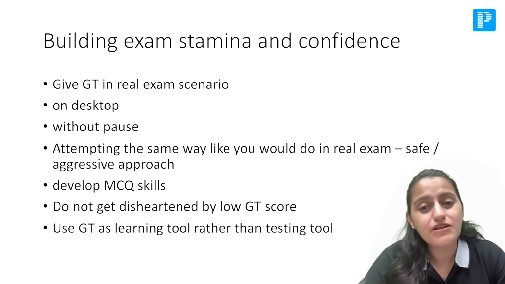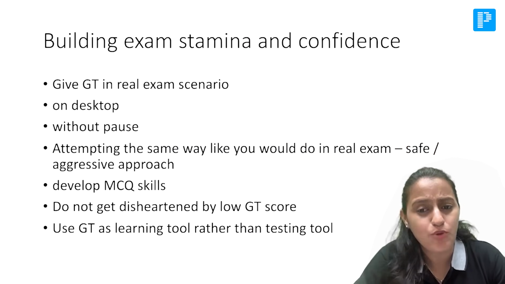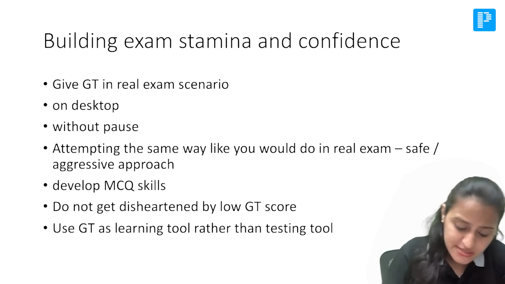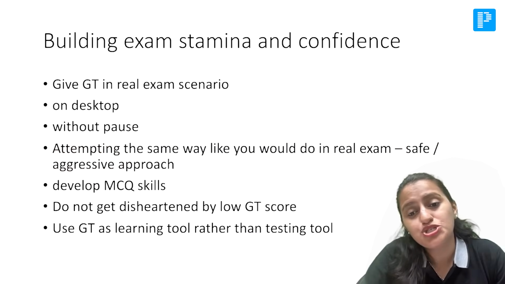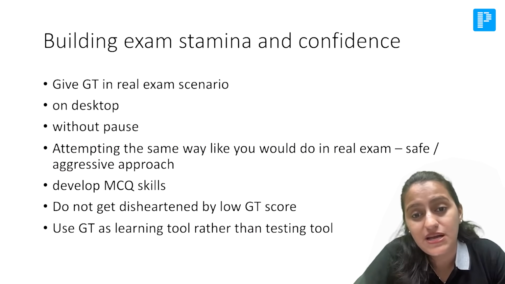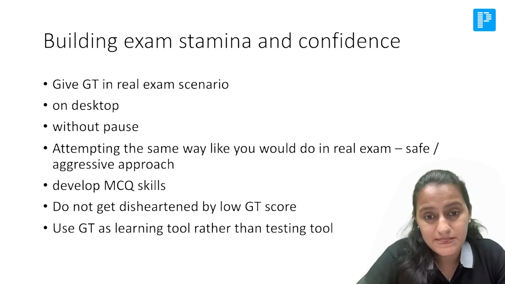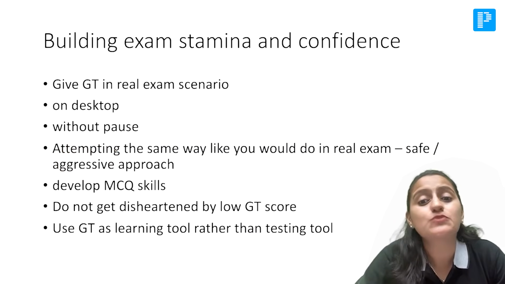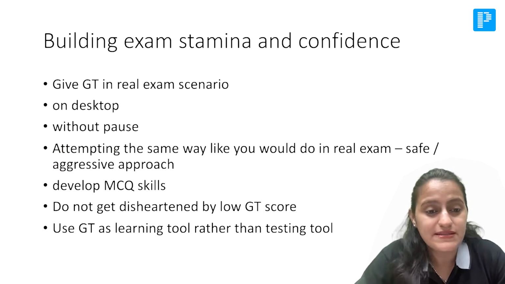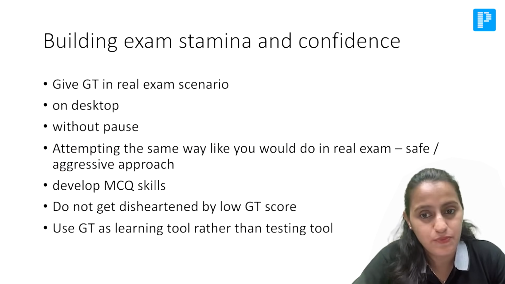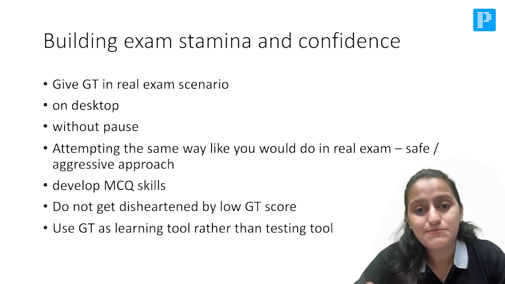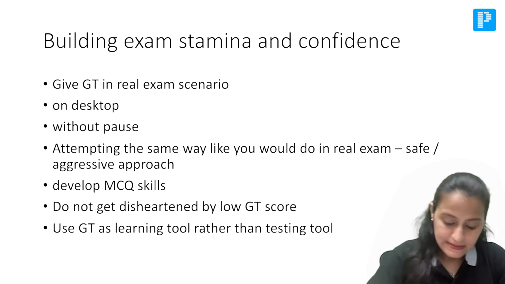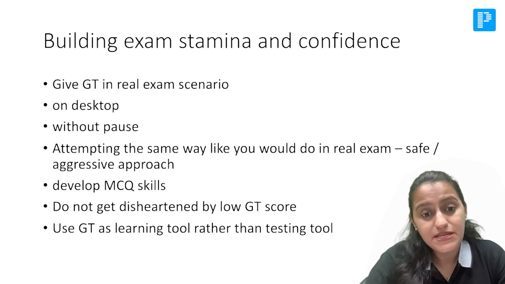Will you go for a safer approach, marking the answers only to the questions where you're confident, so maybe marking answers to 140, 150, 160 questions? Or will you go with an aggressive approach, marking answers even to the questions where you don't know the answers, 190 plus, 195 plus? So try giving one GT with a safer approach, one GT with an aggressive approach, and see what is working better for you, right? There's no one solution which will work for everyone. So try experimenting for yourself, because only when you experiment will you learn what will work in the final exam. The GTs definitely help you develop the MCQ skills.